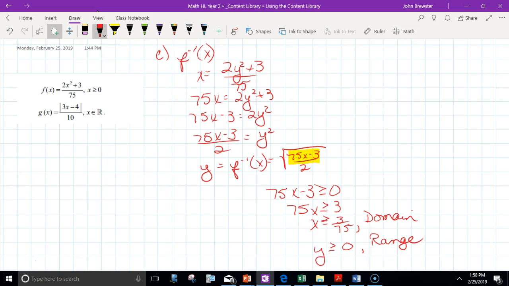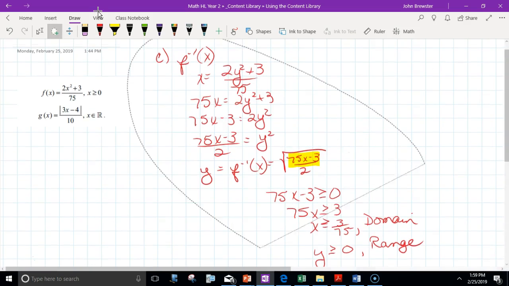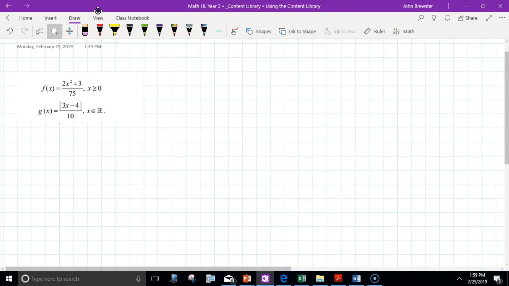Okay, I'm going to erase all this stuff, and then we'll get into that last part. All right, the last part says show the probability distributions, if these are probability distribution functions, given the domain 0, 1, 2, 3, 4.